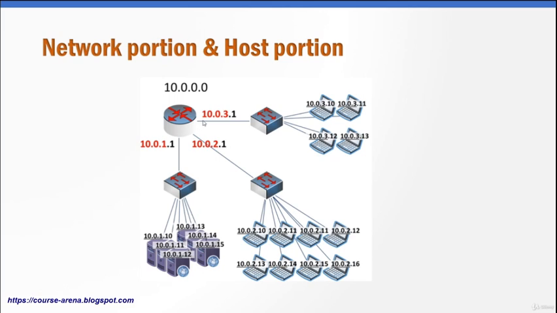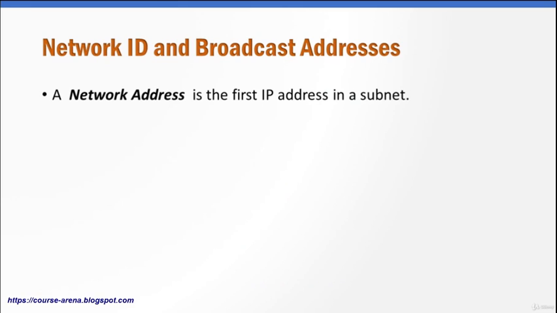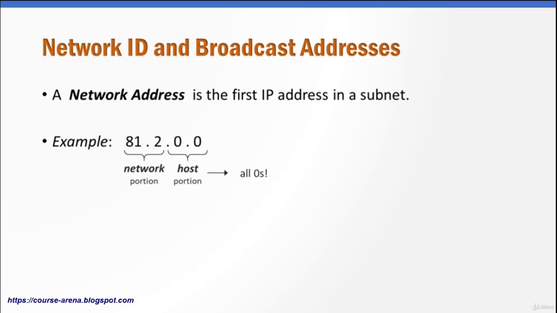The very first IP address in this subnet would be 10.0.3.0. Here we have an example, 81.2.0.0, where the first 2 octets are the network portion and the second 2 octets are the host portion. The network address has its host portion filled with zeros, and the broadcast address is the opposite.